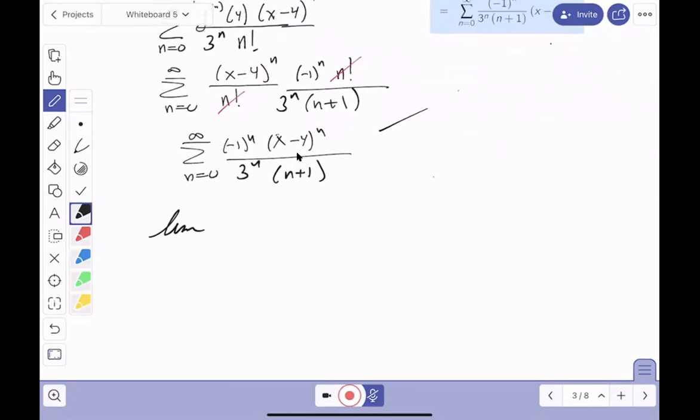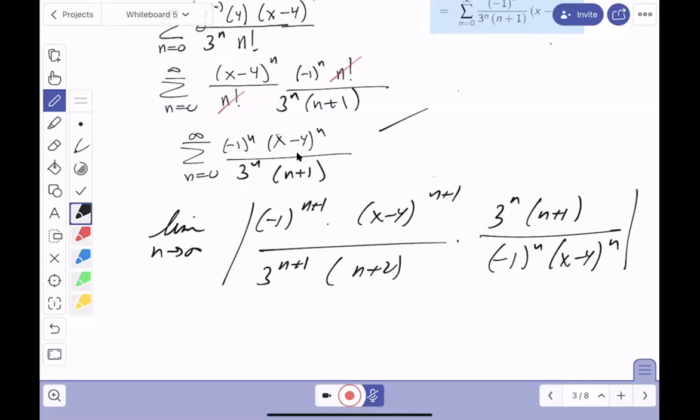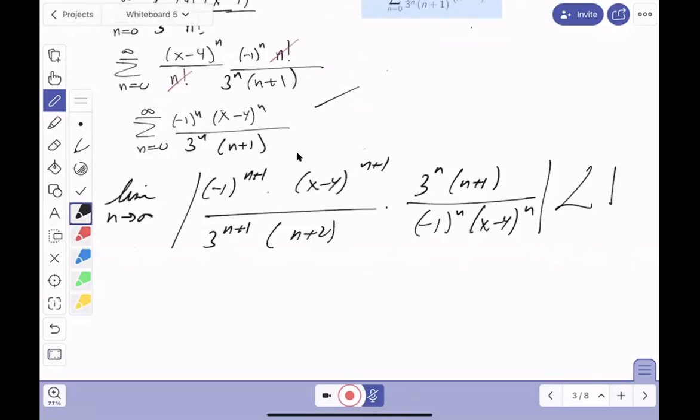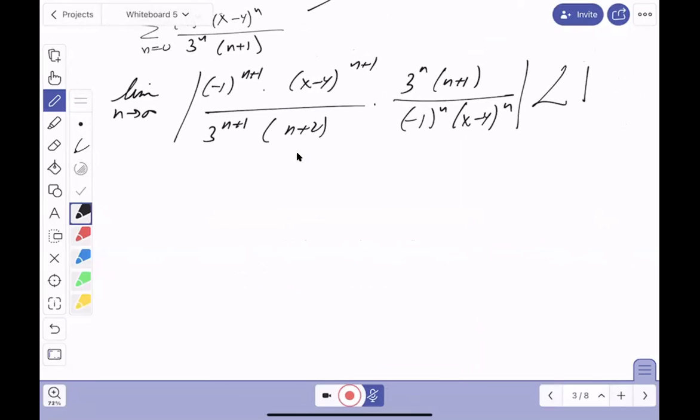Limit n goes to infinity. That's going to be minus 1 to the n plus 1, x minus 4 to the n plus 1, 3 to the n plus 1, n plus 2. I'm going to be dividing by an or multiplying by its reciprocal, which is 3n, n plus 1. And then you get minus 1 to the n and x minus 4 to the n. And I want that to be less than 1. All right. So let's take a look and see if we can do that. Whoops, I didn't mean to do that. And I'm going to see if I can get this limit going.